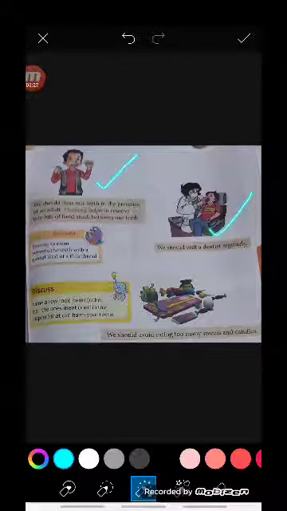And the next is, we should avoid eating too many sweets and candies because these sweets and candies are very sticky. They stick to the teeth and they can easily cause tooth decay.